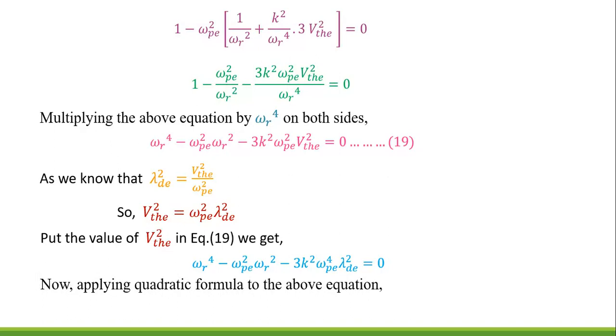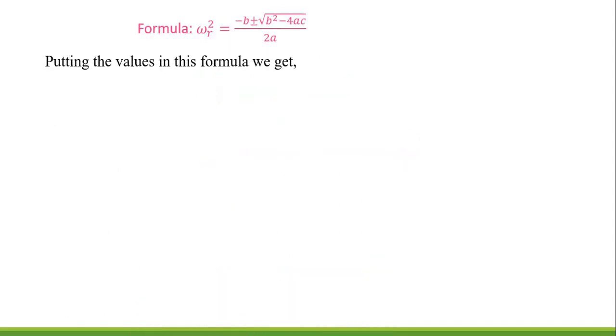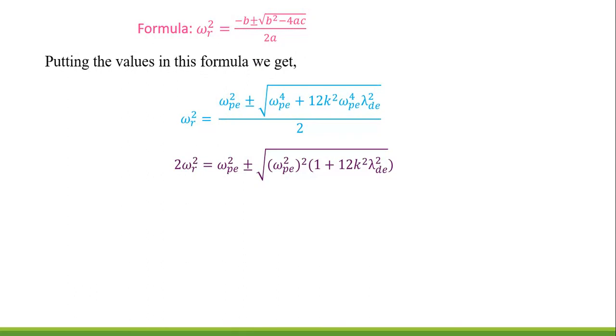Sorry, this is actually a biquadratic formula, so we can apply the quadratic equation to find the roots here. We just say that this is the biquadratic equation in omega r square roots. Here we just say that a is 1, b is minus omega pe square, and c is all this combination, 3 k square omega pe4 lambda De square. Here is the quadratic formula. If we apply the quadratic formula, we will get this equation number 20.